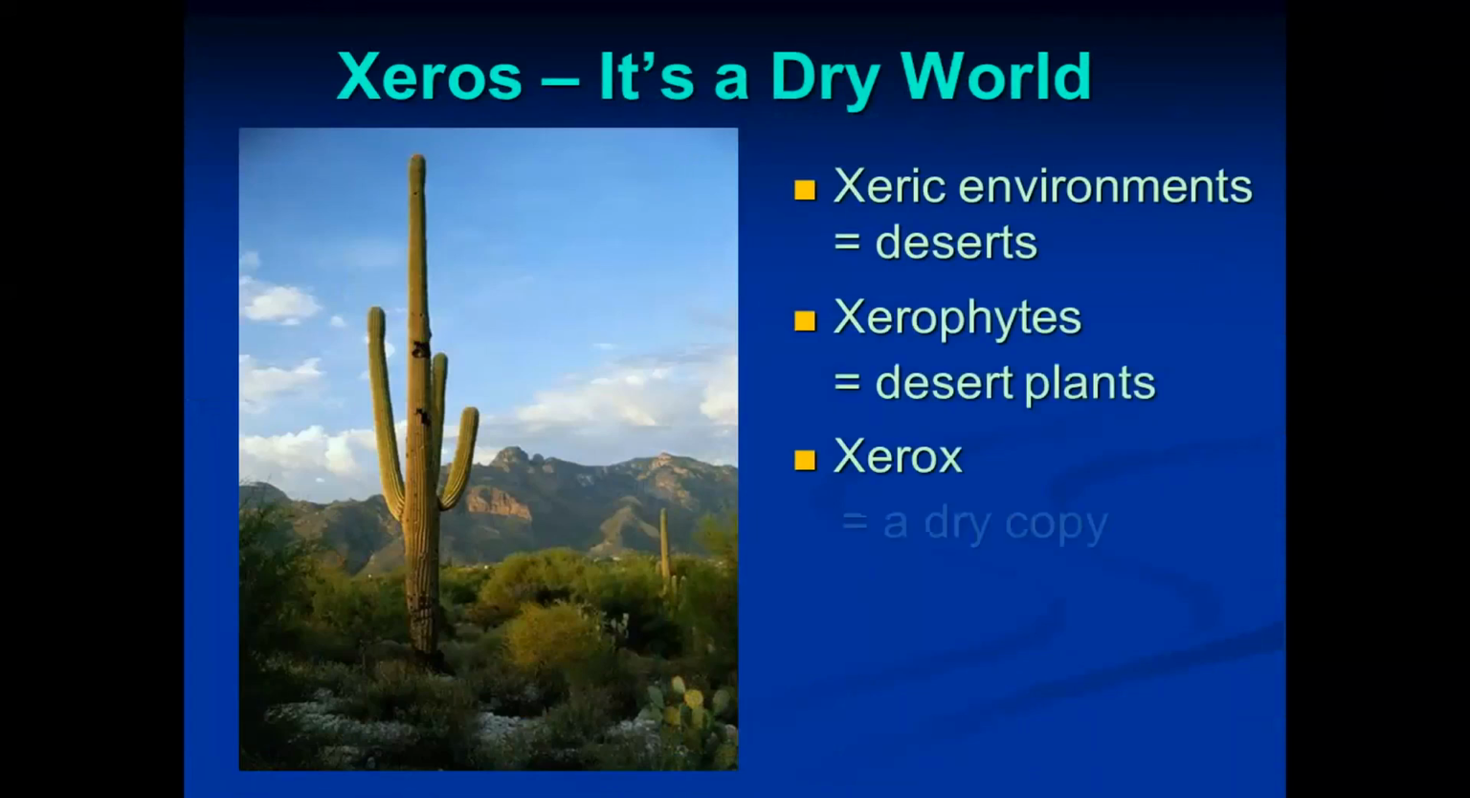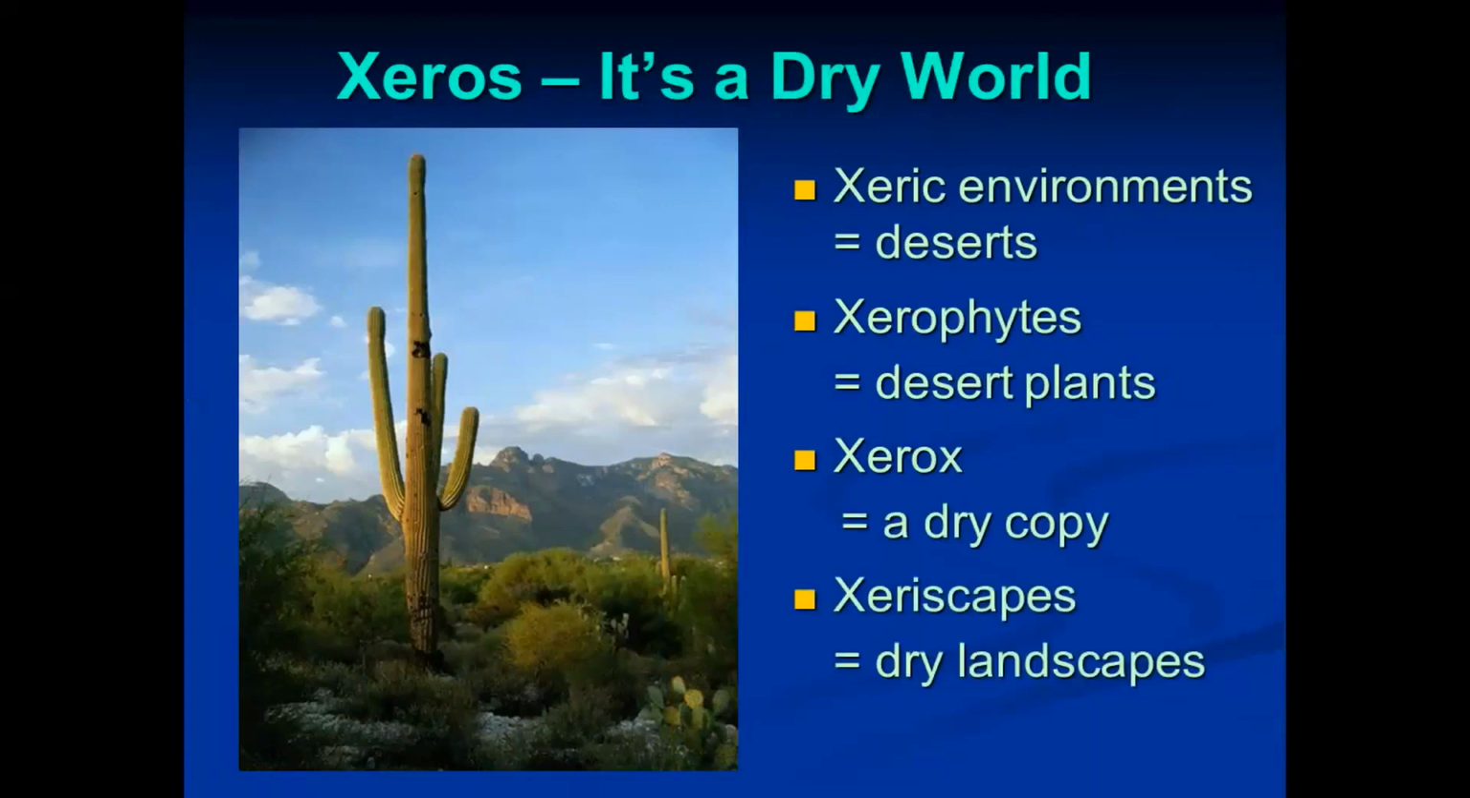So xeros, it's a dry world. So think of xeric environments, those are deserts. Xerophytes, those are desert plants. Xerox, I think that's the one that's easiest for folks to remember. Xerox is a dry copy. And even though it starts with an X, it's pronounced Z, Xerox. So they have xeriscapes, they're dry landscapes.